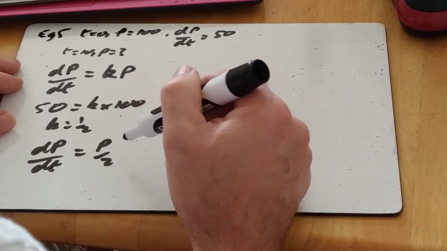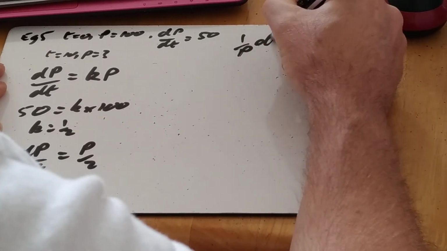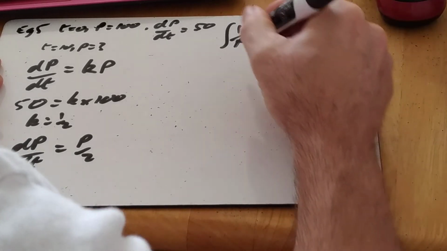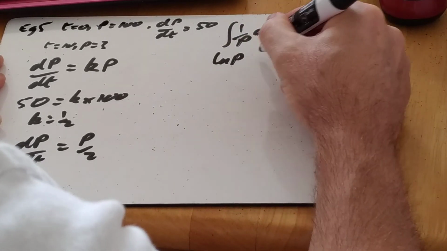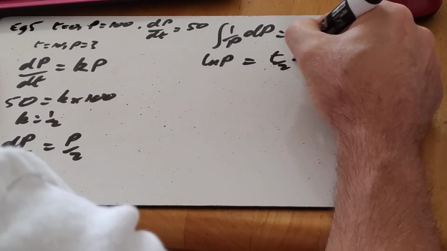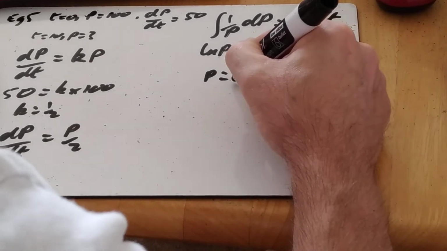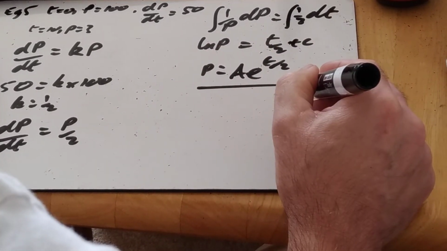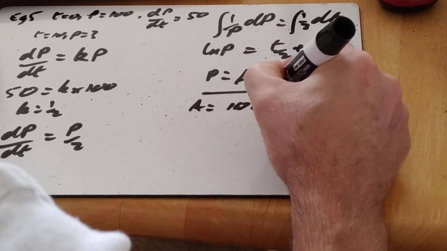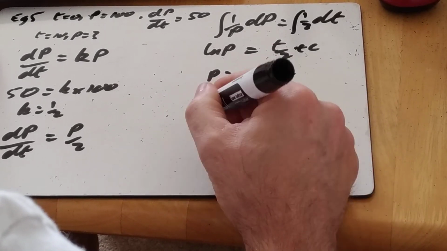So let's have a look at it. So 1 over P dP equals a half dt, so ln P, always positive as population, we're never going to have a negative population, equals t over 2 plus c, P equals e to the t over 2 times e to the c. There we go on that. t is 0, P is 100, so A is 100. Nice and easy. And then I've got to find it when t is 10.